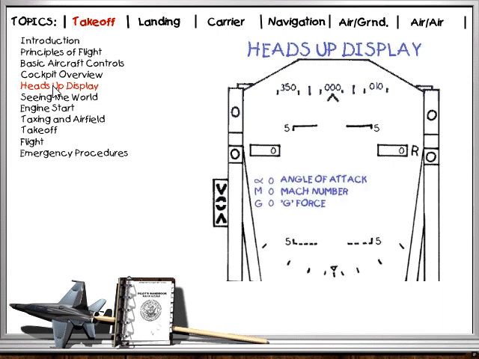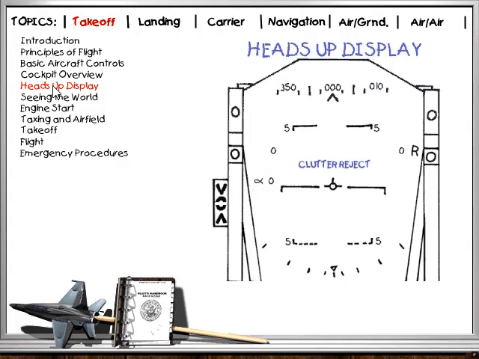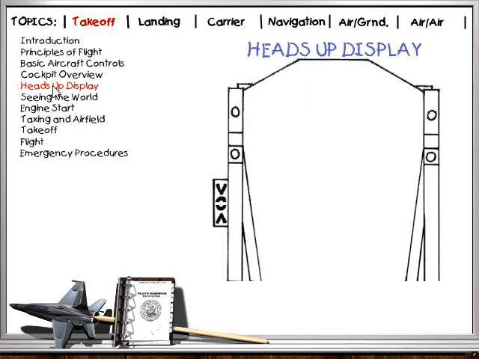HUD readouts include airspeed, angle of attack, Mach number, G-force, and altitude. At times, you may find it to your advantage to reduce the amount of symbology displayed on the HUD. Toggle the HUD clutter reject by pressing Ctrl C. The HUD display may be hidden entirely by pressing Ctrl H.